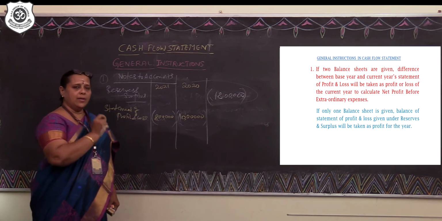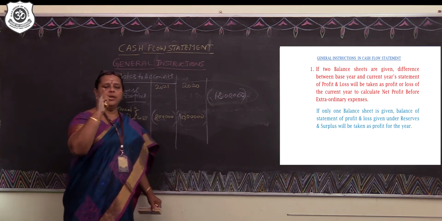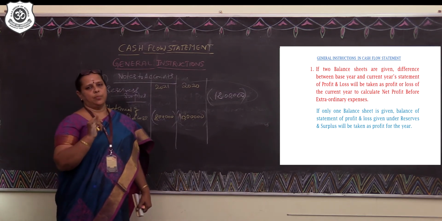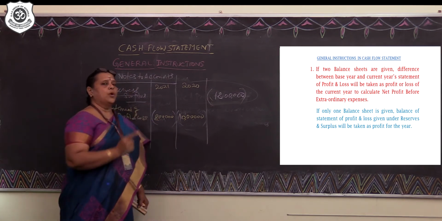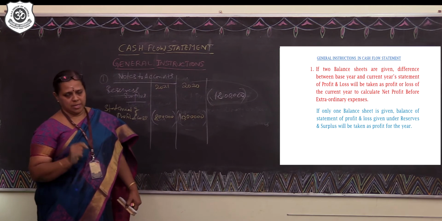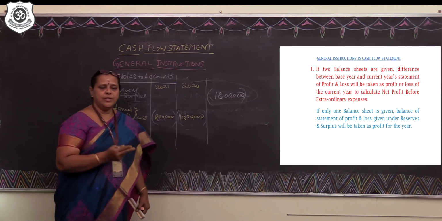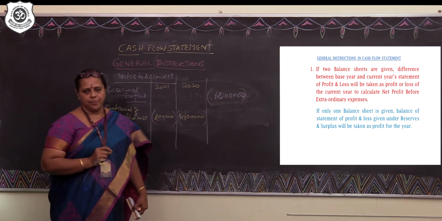Therefore, we will arrive at the profit this way only. So, I repeat, if only one statement of profit and loss is given, the balancing figure of statement of profit and loss will be taken as a base for calculation of profit before extraordinary items. In case 2 years' figures are given, then the difference between current year and base year will be the profit for the current year.